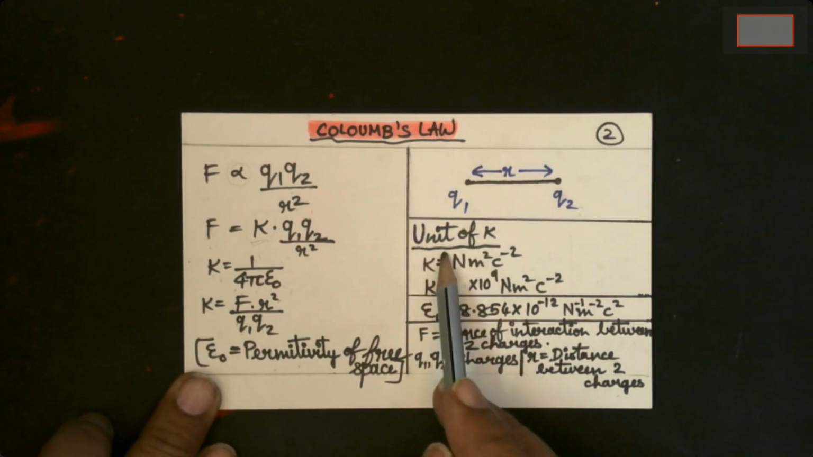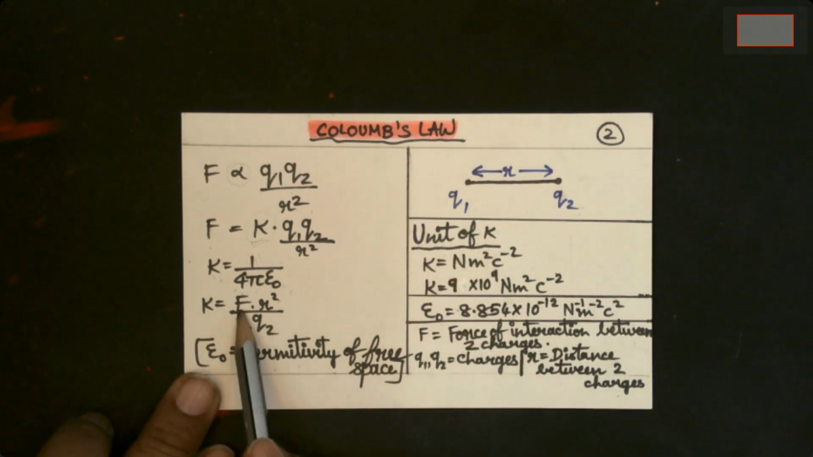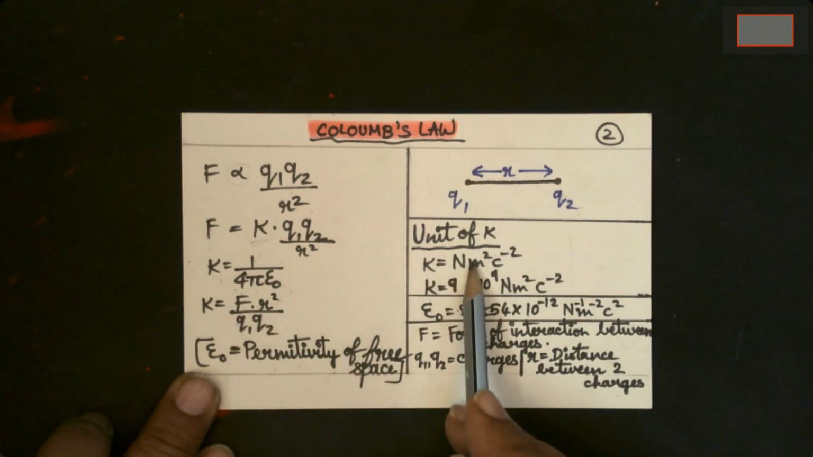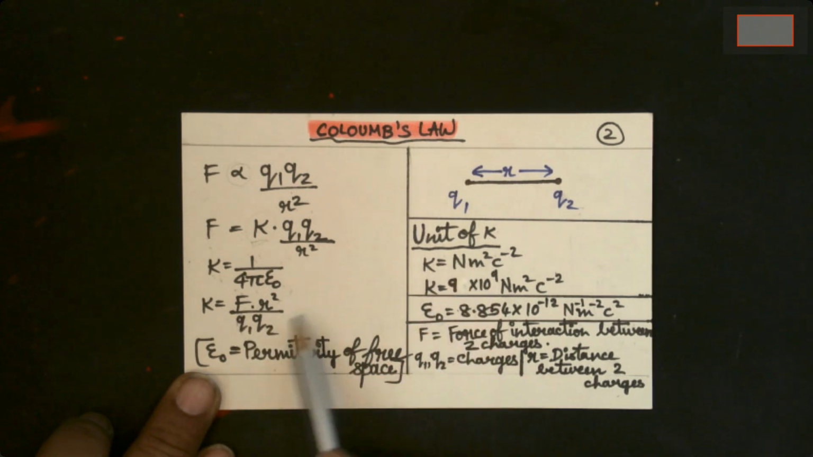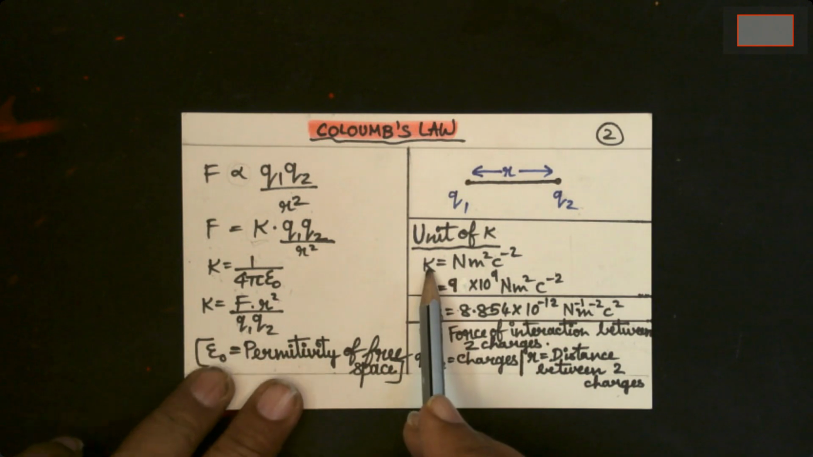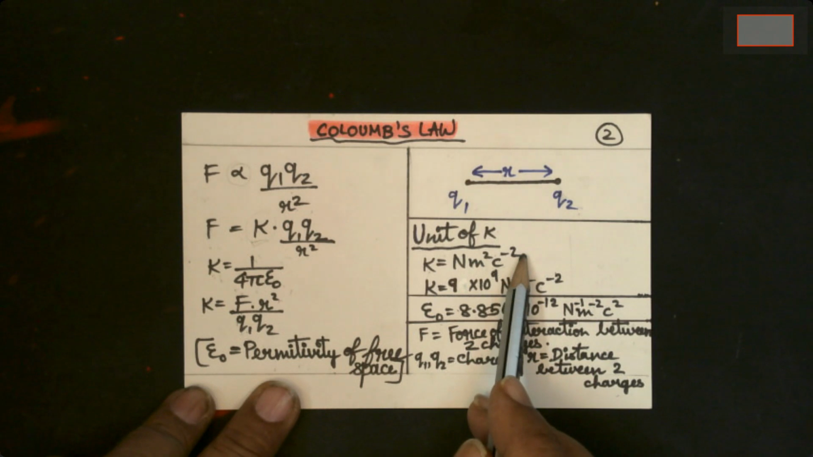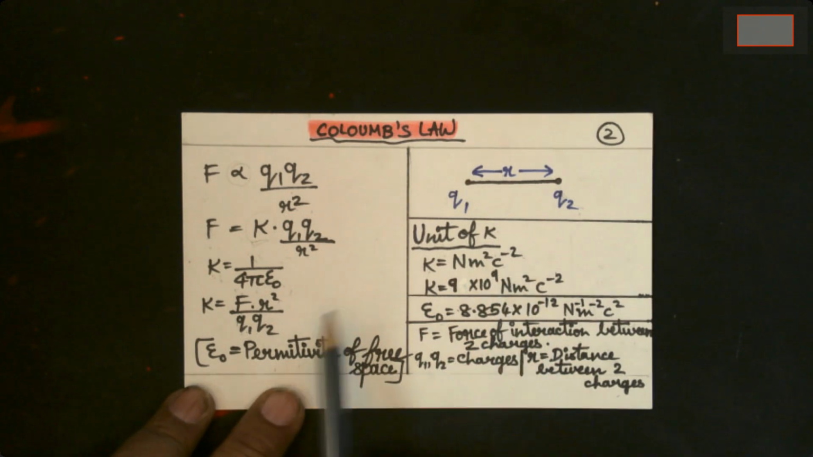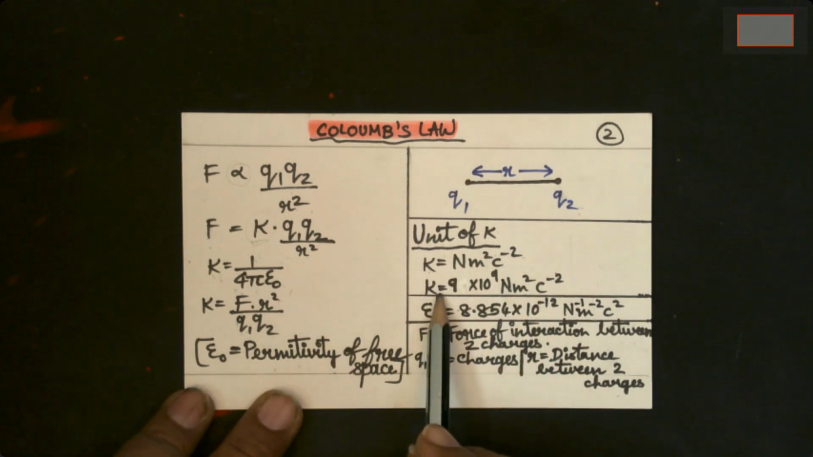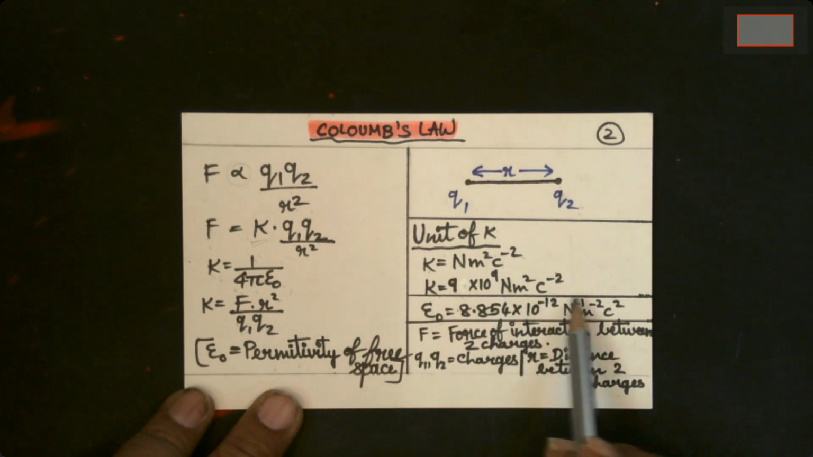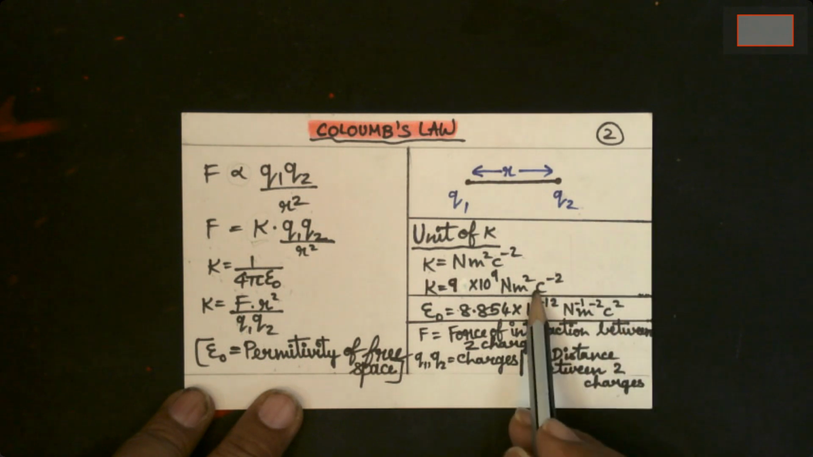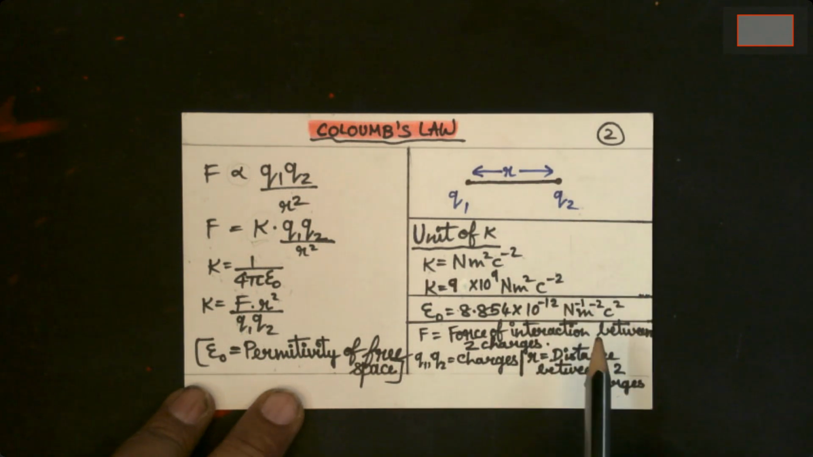And what is the unit of K here? F is Newton. R squared means the distance between them, so meter squared. And what about Q1 Q2? Q is Coulomb, so Coulomb squared. Therefore, K is equal to Newton meter squared per Coulomb squared, that is Coulomb power minus 2. And this K value is given as 9 into 10 power 9 Newton meter squared into C power minus 2, or per Coulomb squared.